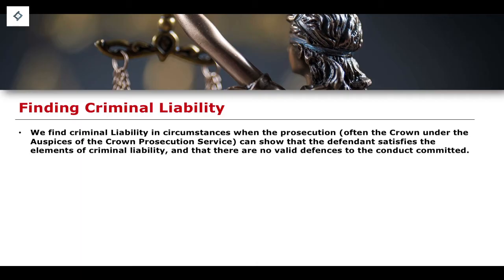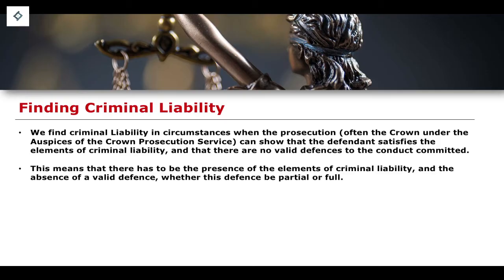When we find criminal liability, we find it through the circumstances when the prosecution, often done under the auspices of the Crown Prosecution Service, can show that the defendant satisfies the elements of criminal liability, and that in addition to this, there are no valid defences to the conduct which was committed. So one of the things that people fail to recognise in some regard is that when we find criminal liability, we also have to take into account any kind of valid defence. So that has to also be shown as well.